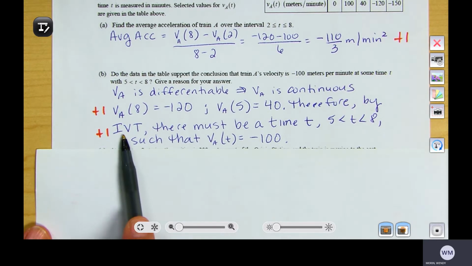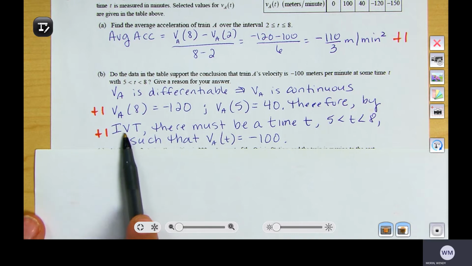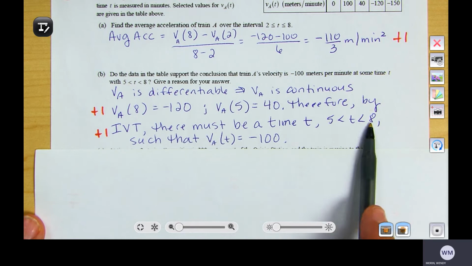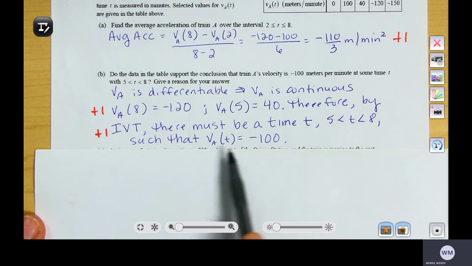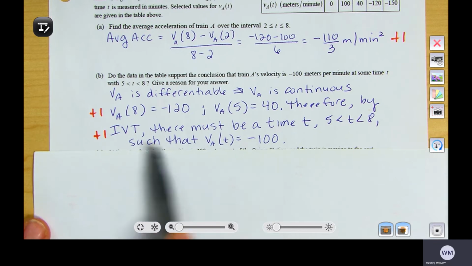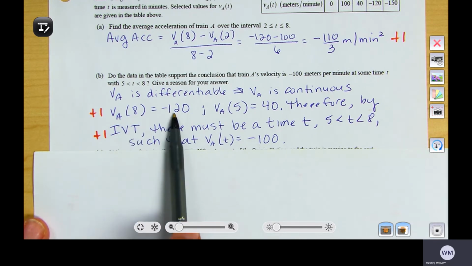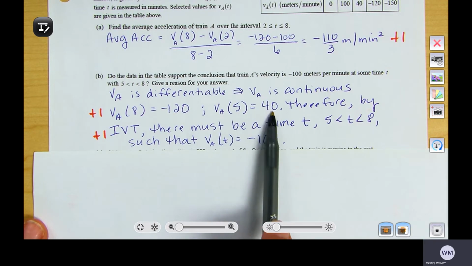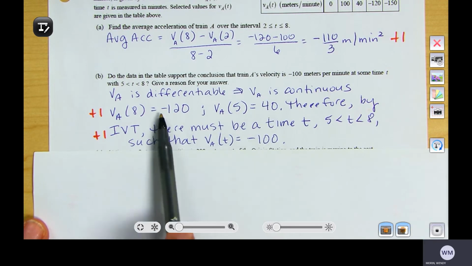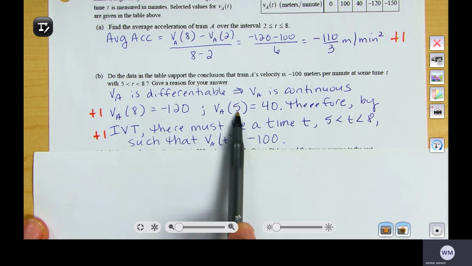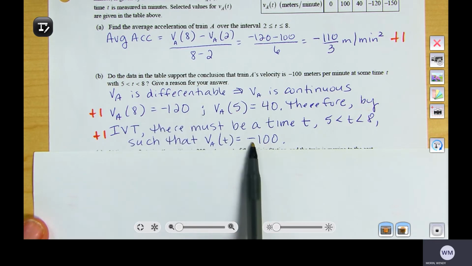The intermediate value theorem states that there must be a time between 5 and 8 such that the velocity is negative 100. Why is that? Well, because at 8 it was negative 120, and at 5 minutes it was 40. So if it was negative 120 here and 40 here, sometime between 5 and 8 it had to be negative 100.